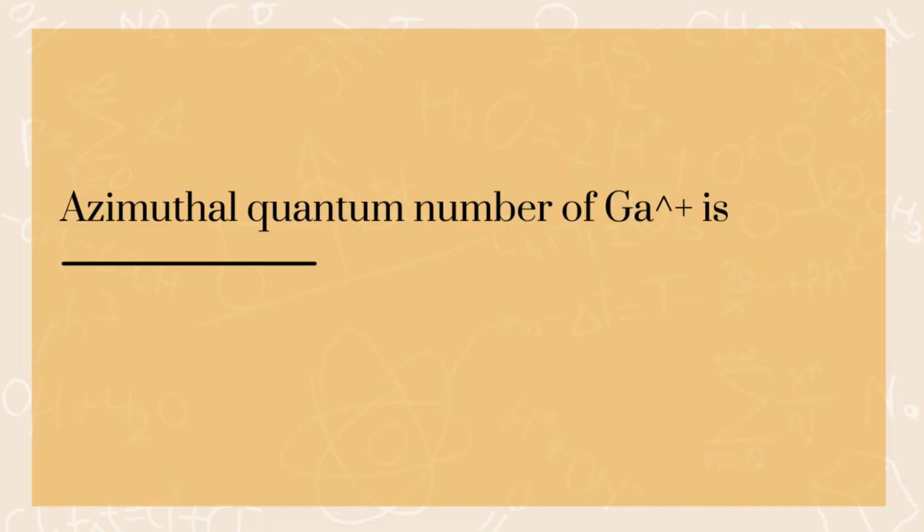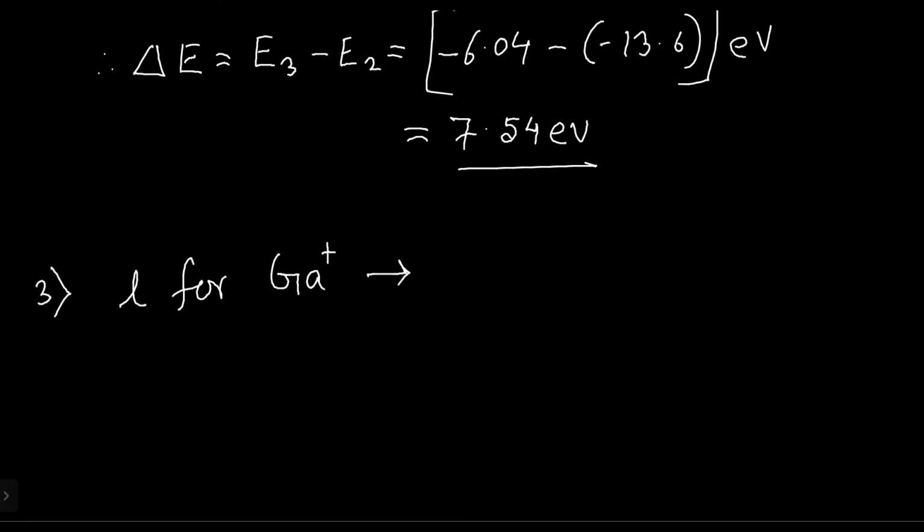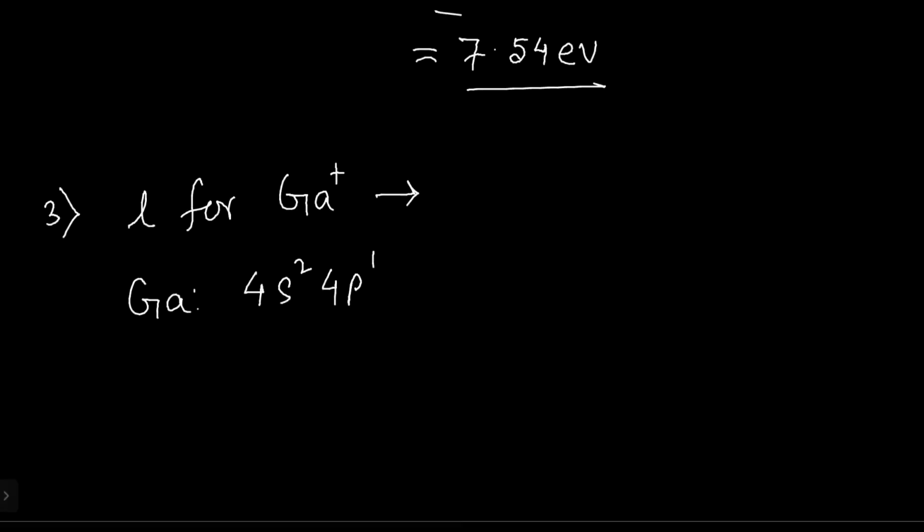It is given the azimuthal quantum number of Ga plus, gallium plus, will be; azimuthal quantum number means small l value. You have to find it for Ga plus. For that we need to know the valence shell electronic configuration. The valence shell configuration of gallium is 4s2 4p1. Now here we are talking about Ga plus, so one electron will be out. That means here it is 4p0.